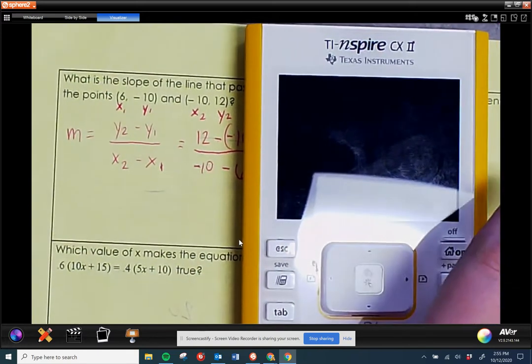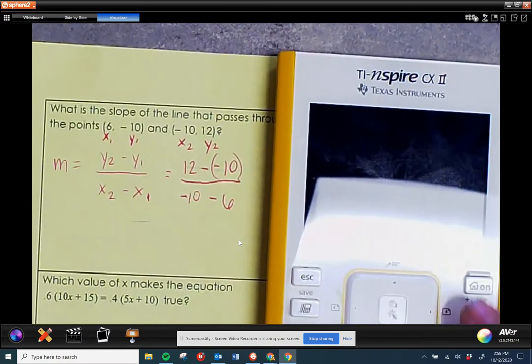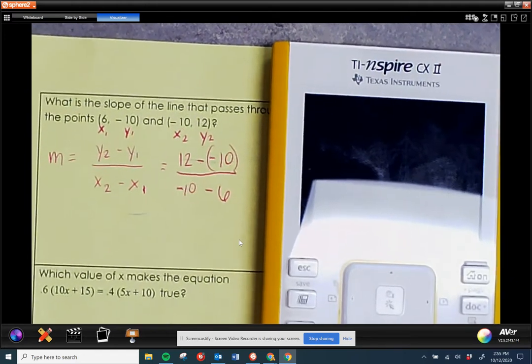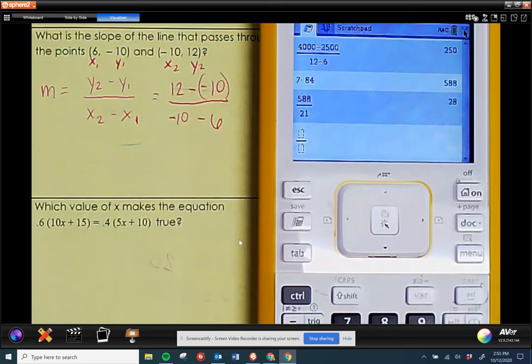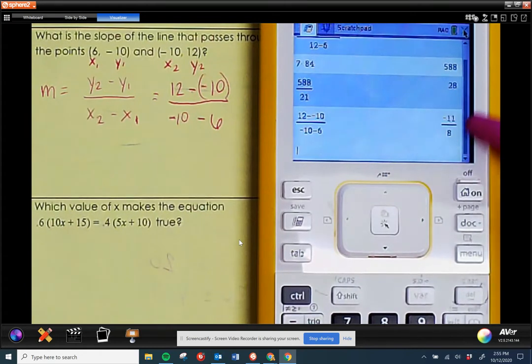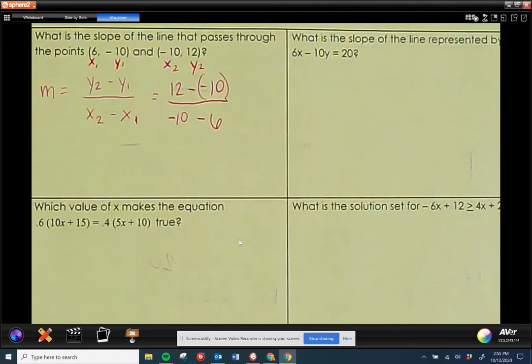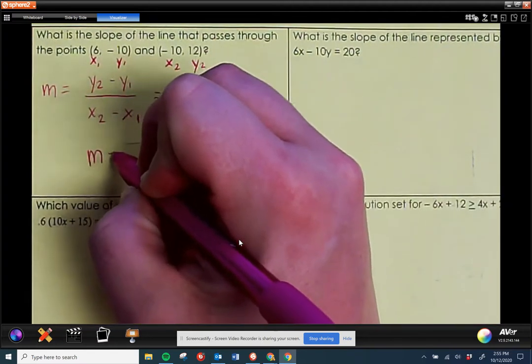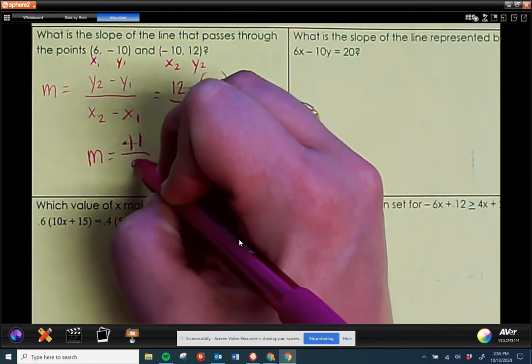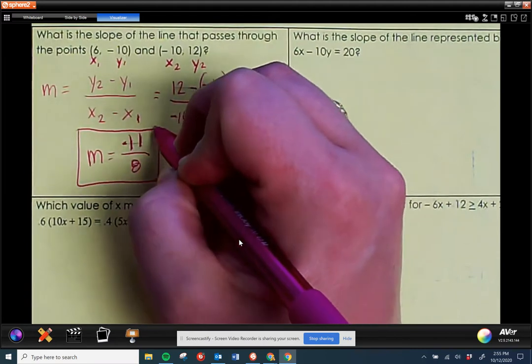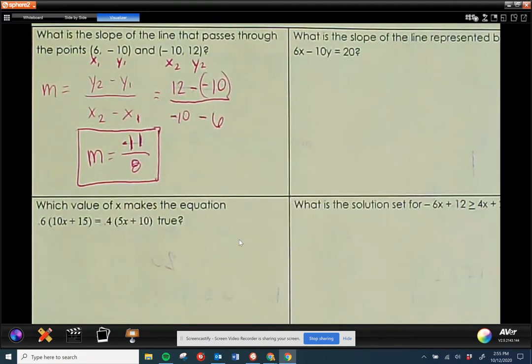So we are going to go ahead and put that in our calculator. If you're using Desmos on the internet, I told you about how the negative and the minus are the same. If you're using your Inspire in class, you'll push Control Divide, okay? And then you'll go ahead and put those values in there. 12 minus negative 10 over negative 10 minus 6. And your calculator will give you your final answer, which is 11 over 8. Okay, so here our slope is negative 11 divided by 8. Make sure you're using your calculator, either Desmos or if you're in class, the Inspire.